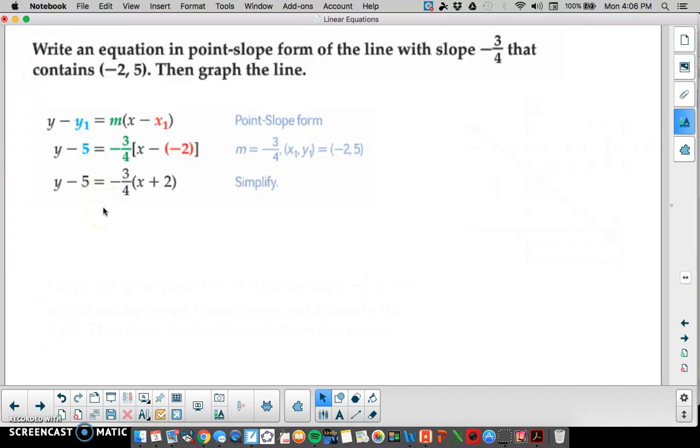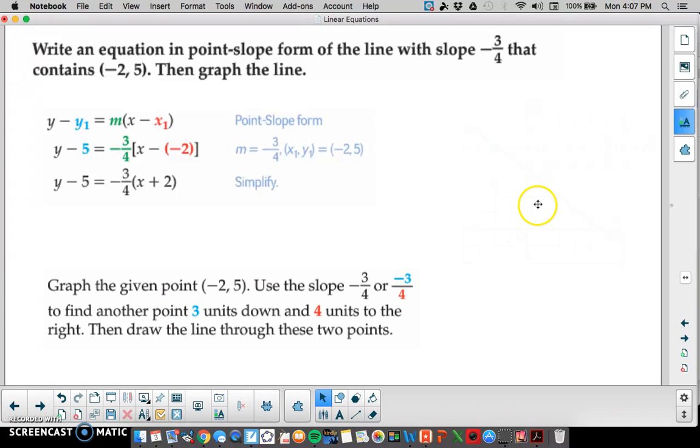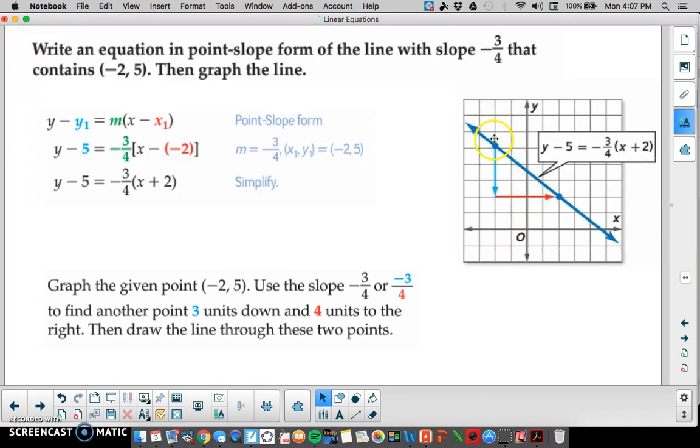If we were asked to put that into slope-intercept form, we could then distribute and move the 5 over and get y by itself. Now with point-slope form, it's really easy to graph that point, negative 2, 5. So negative 2, 5. And then use the slope to count rise over run. So negative 3, going down 3, right 4, down 3, right 4, and we could graph that line through those points.